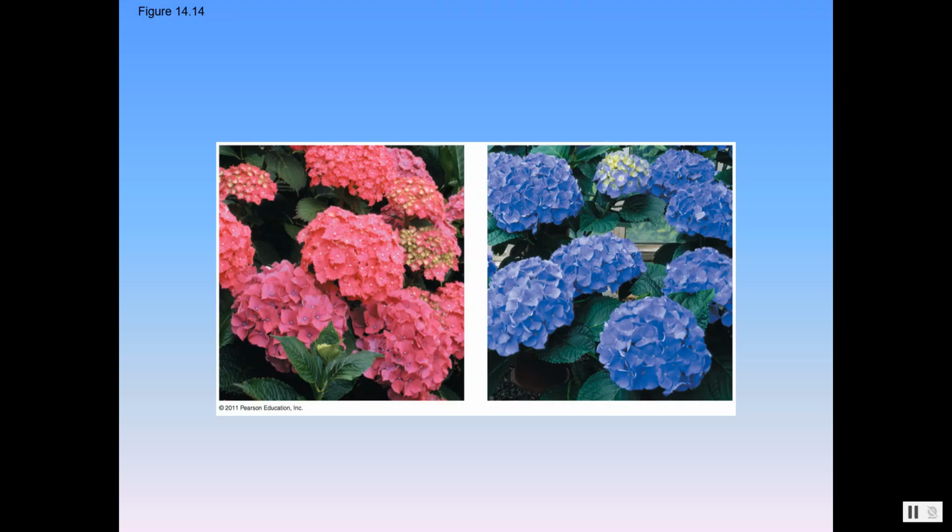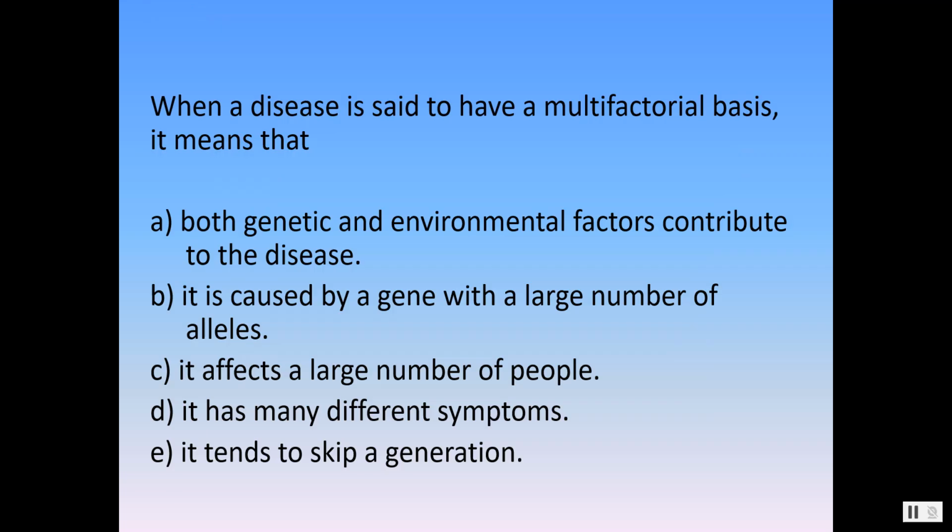Exercise can alter your body's shape. In this case, it's soil pH that tells whether the hydrangea is going to be blue or whether it's going to be pink. If you have hydrangeas in your yard and you alter the pH of the water that you water it with, you can change the color of the hydrangea from blue to pink and back again. It's fascinating. So it's a multifactorial trait. It's not really the genetics, it's the environmental influence on those genetics. So when a disease is said to have a multifactorial basis, it means that both genetic and environmental factors contribute to the disease.